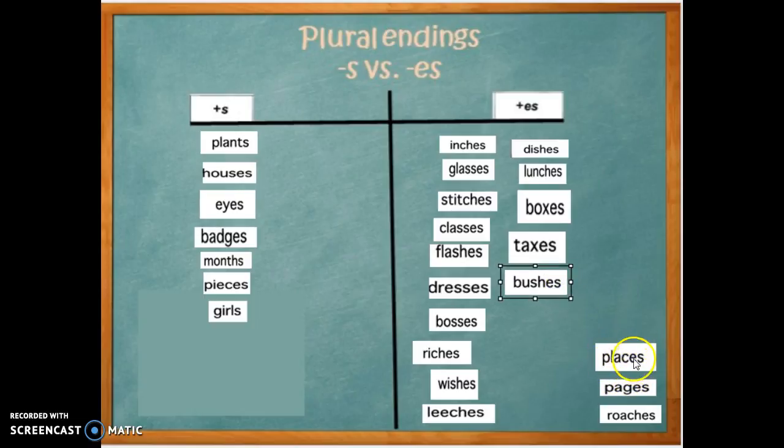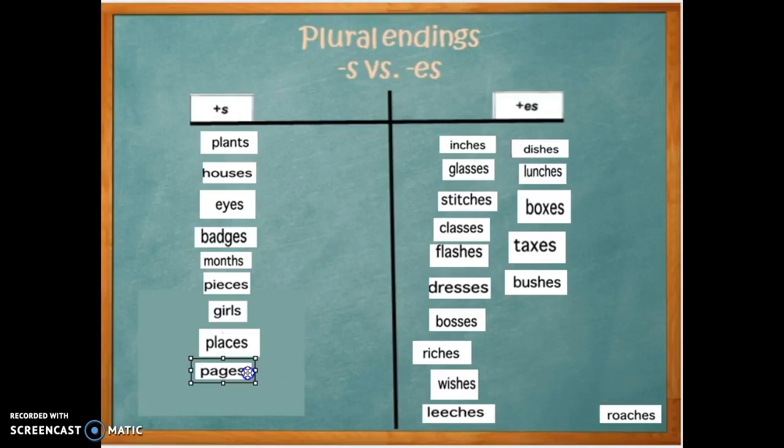Places, so another tricky one. So singular is place, so all they did was add an S. So be careful with places, pieces, badges, eyes, and houses. Those are tricky. Even though they end in ES, they go in this column because of the singular. Be careful. Pages, that's easy. Over here, same thing. A page is one, S over here. And finally, roaches gets an ES.